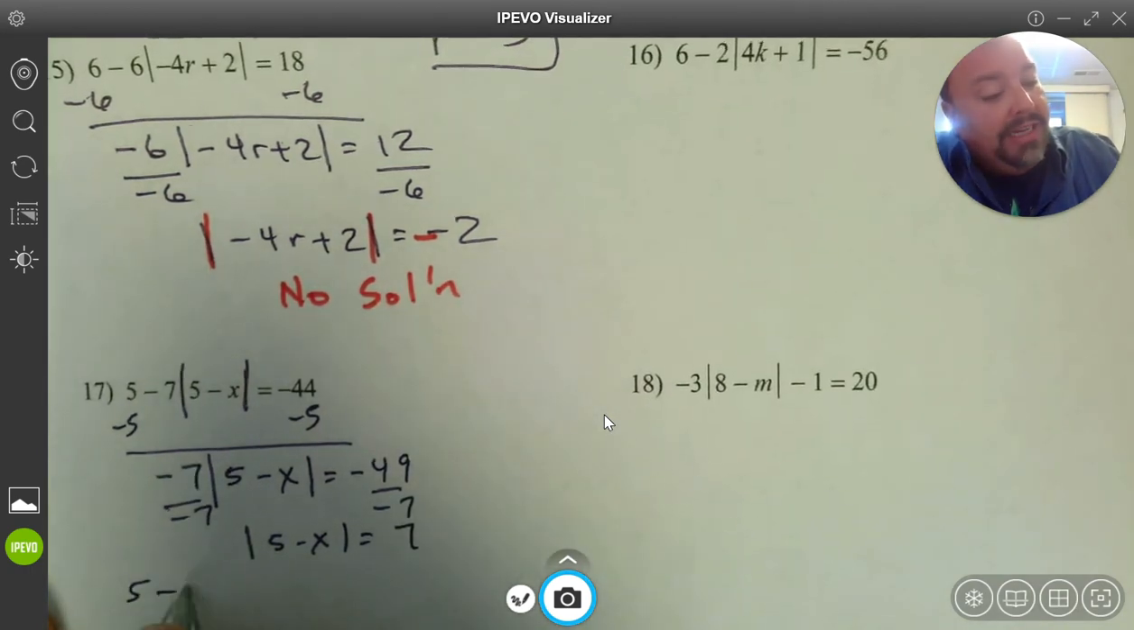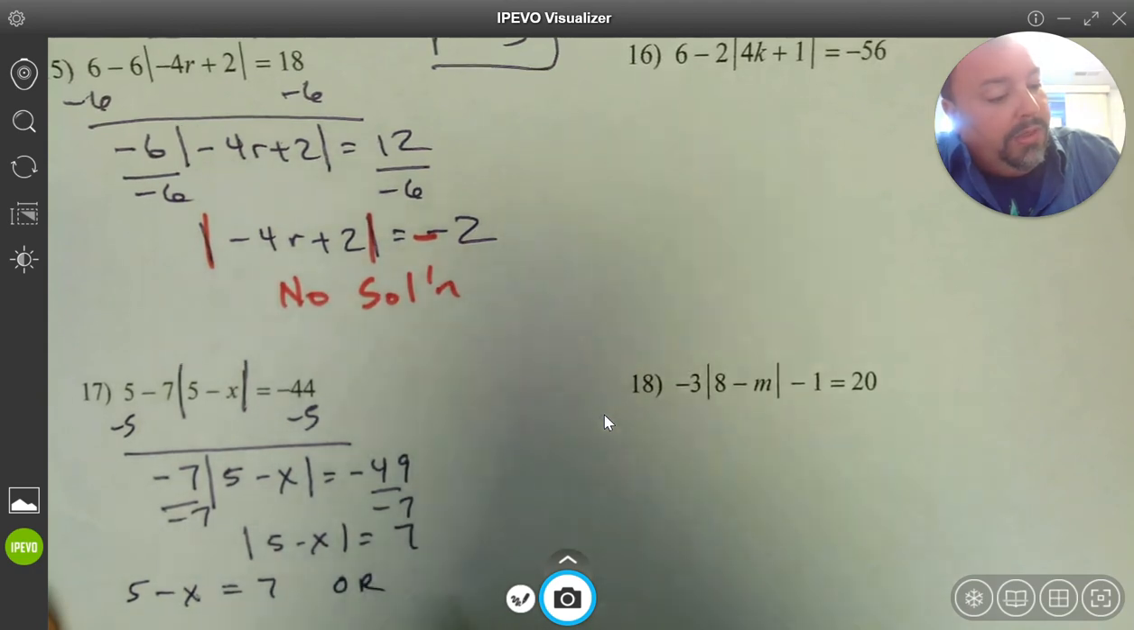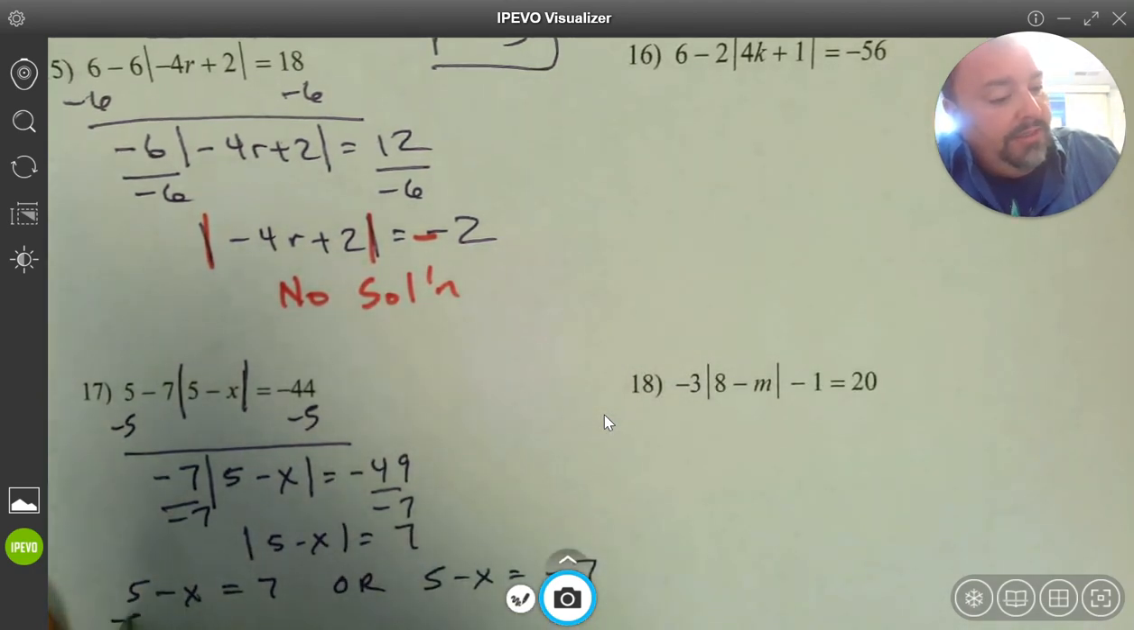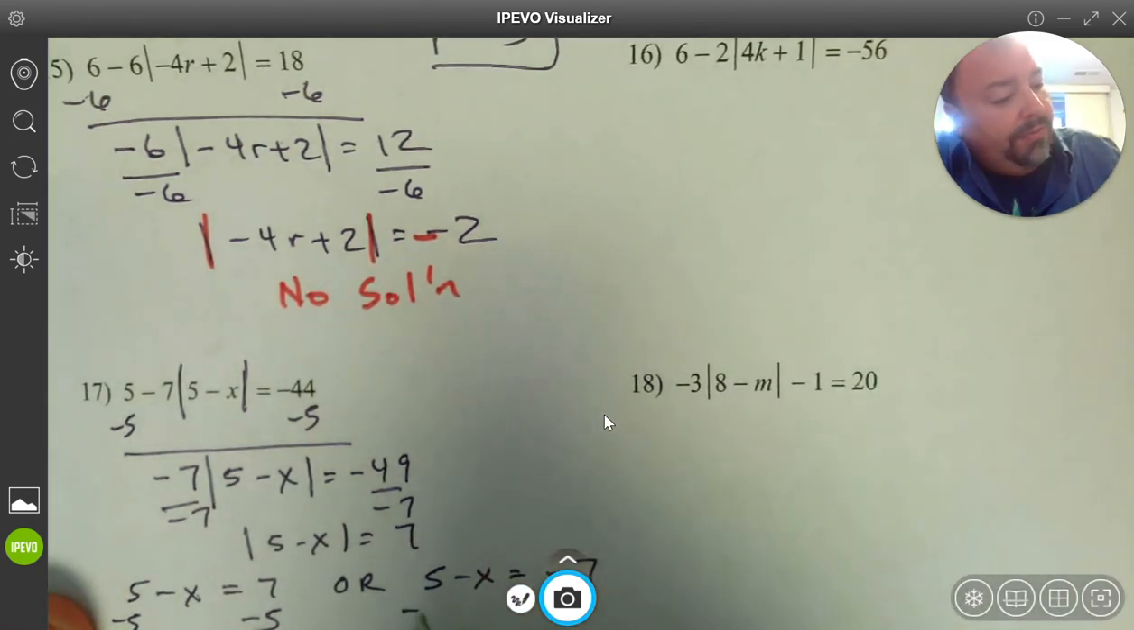And now we can write our two equations, 5 minus x equals 7, or 5 minus x equals negative 7. Subtract 5 from both sides. Negative x is equal to 2. That means x has to be negative 2. Or, over here, negative x is equal to negative 12. X is equal to positive 12.